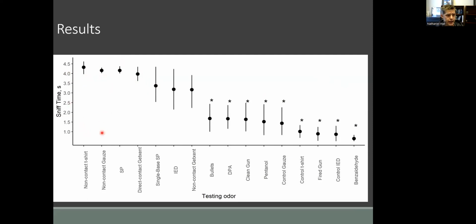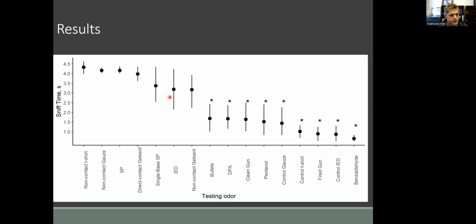From that, we can see, again, that non-contact shirts and non-contact gauze were very good at capturing the odor and having the dogs indicate that it smelled like smokeless powder. The direct contact Gaxen also had a very strong response of around 4 seconds. The single base smokeless powder only had a 55% alert rate, but they did hold their nose in for about 3.5 seconds, indicating that, at least in this case, they found it of substantial interest, but not quite enough to alert most of the time. They would be like, it's close, and then pull their nose out and not make the trained final response of a 4-second nose alert.